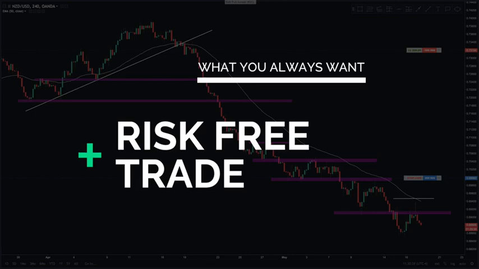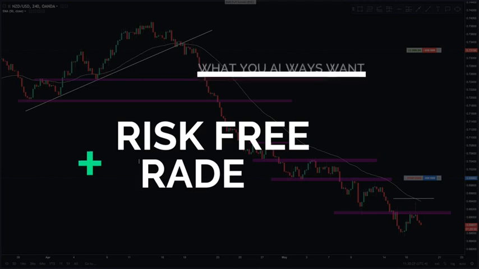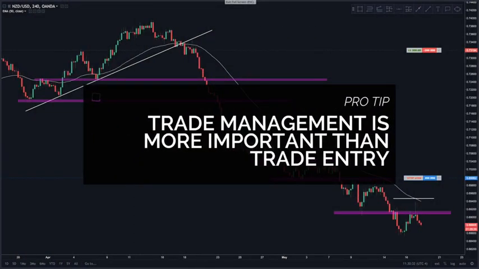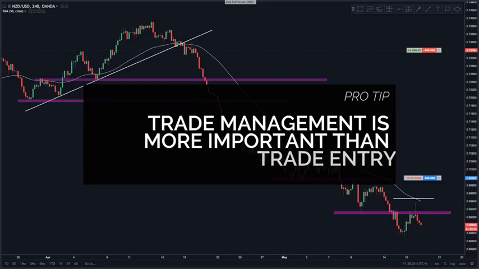Now, evidently you will need the skill to find good trade entries, but finding good trade entries is only half the battle. How you manage the trade after the fact is just as important. So I'll give you a quick run through of how we entered this trade.